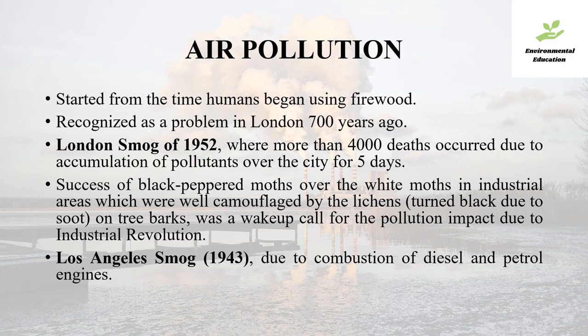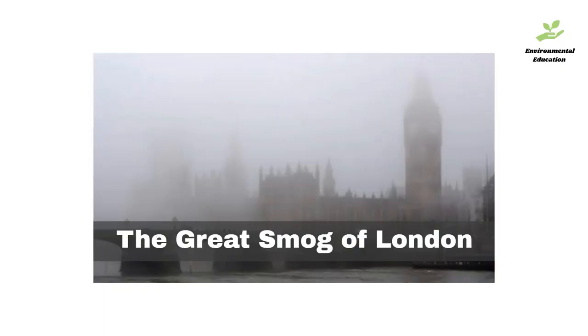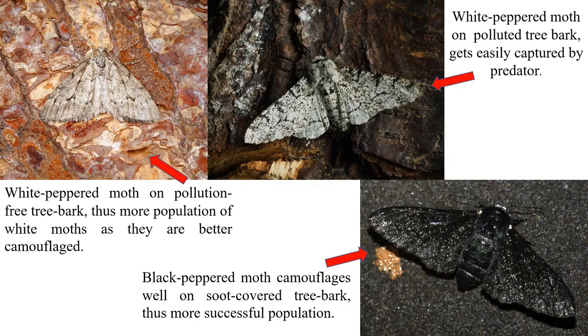Various examples like the success of the black-peppered moths over the white moths in the industrialized areas, which were well camouflaged by the lichens on tree barks, was a wake-up call for the pollution impact due to the Industrial Revolution. Another often cited example is that of the Los Angeles smog of 1943 due to the combustion of diesel and petrol engines. The Great Smog of London, a wake-up call for the pollution impacts.